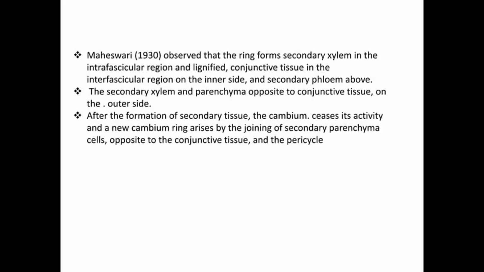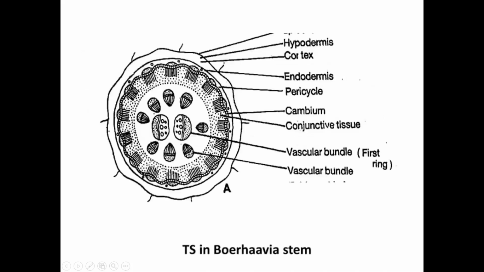So the secondary xylem and parenchyma are opposite to the conjunctive tissue on the outer side. After the formation of secondary tissue, the cambium ceases its function, and a new cambium ring arises from the joining of secondary parenchyma cells opposite to the conjunctive tissue, that is in the outside tissues, and again it will continue.